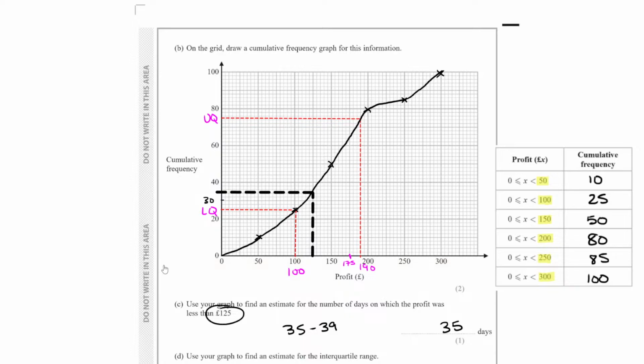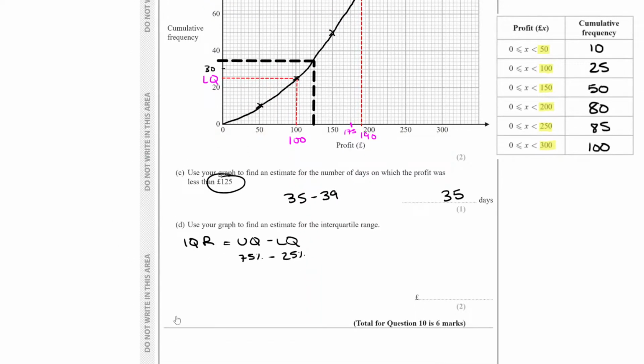You might have something slightly different, but that's okay. So we now need to subtract. Obviously, the upper quartile, I got 190, and the lower quartile got 100. Obviously, well, technically everyone should get 100, right? Because it's from the table. And that obviously gives me 90. So that's my interquartile range.